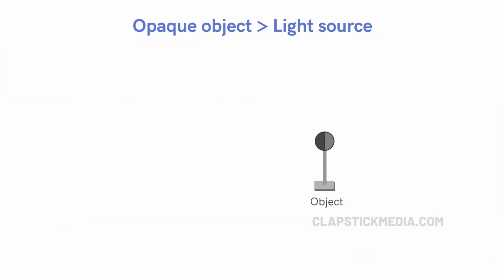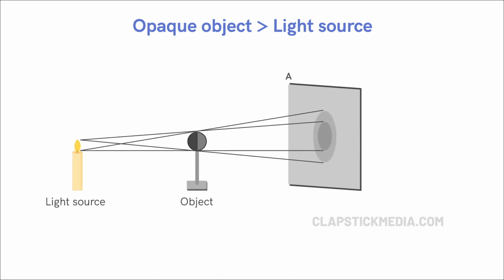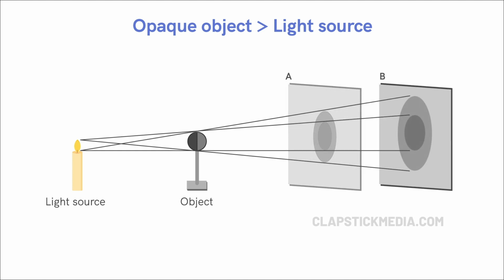To understand this in a better way, let's perform an activity. We will place a ball that is bigger than the extended source of light, such as a candle. We will keep the ball near the candle. The distance between the candle and the ball is kept constant. Install the screen away from the ball. Now, keep on moving the screen away from the ball.